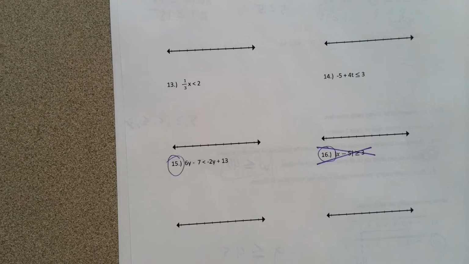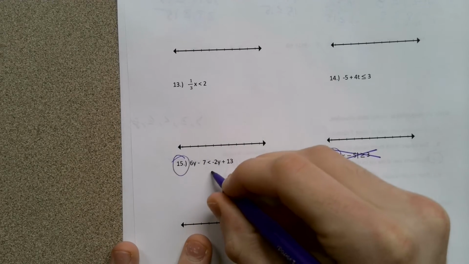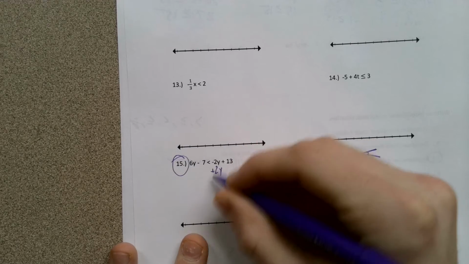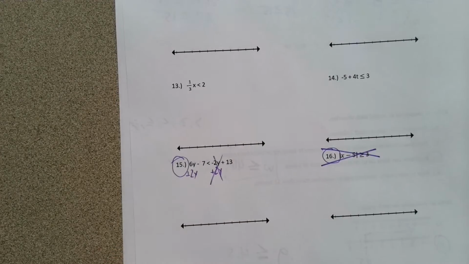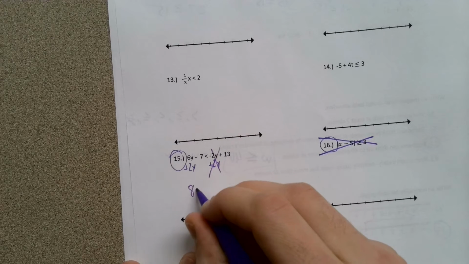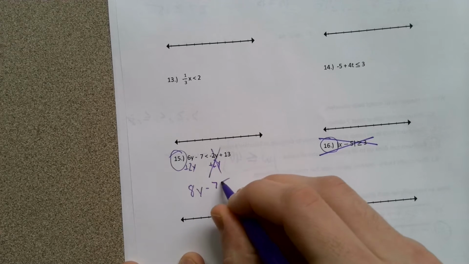Our first goal is to get all the variables onto one side. I see an easy way to do that. I'm going to add 2y to this side. That'll cancel those ones out, and I'll get all the variables over here. Those cancel out. That leaves us with 8y minus 7 greater than 13.